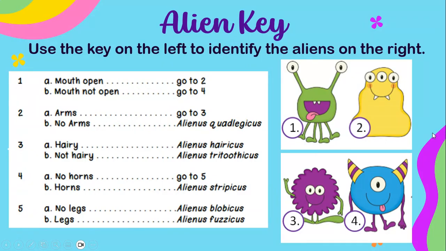This is another key for you to try. Again, with just some silly examples. So we've got some aliens on the right and then the key on the left. So I'm going to have you pause here and try to use the key to identify these 4 aliens.